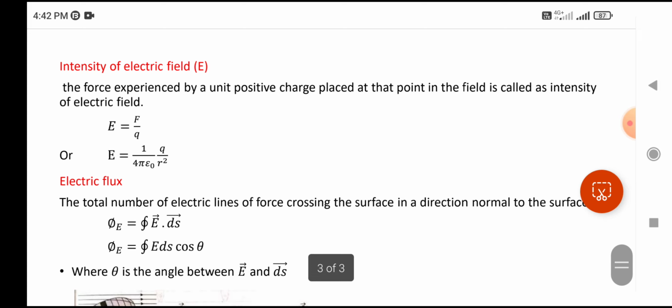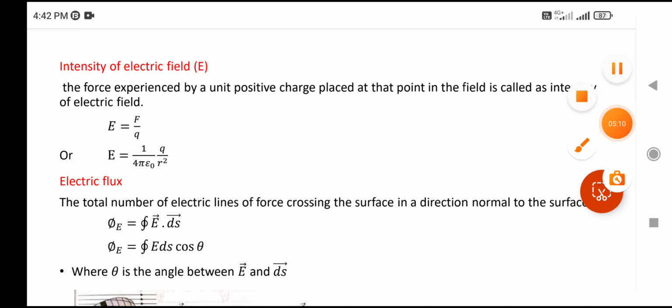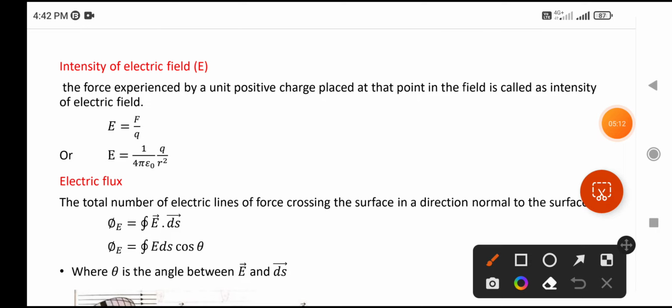Next, intensity of electric field. What is the intensity of electric field?